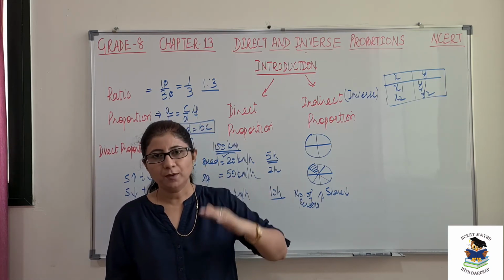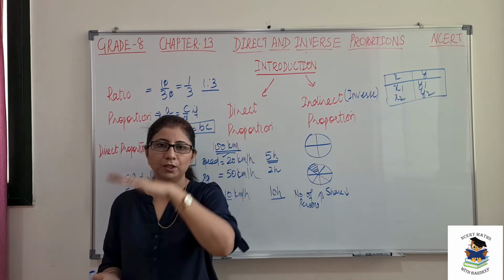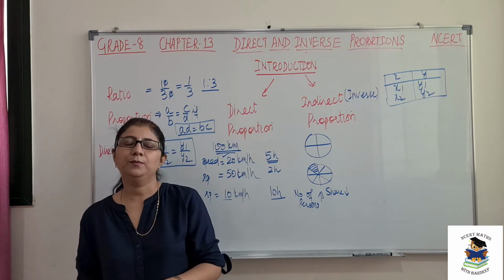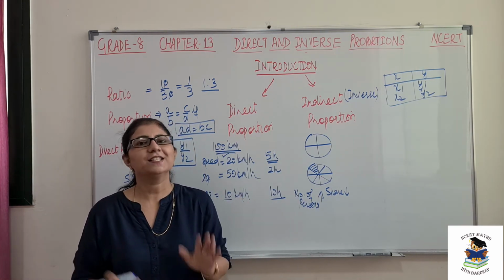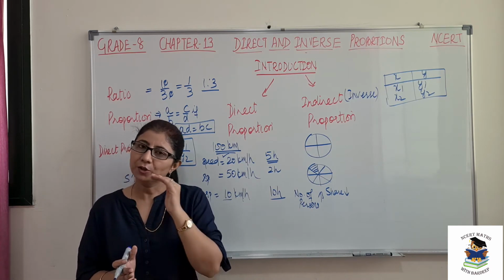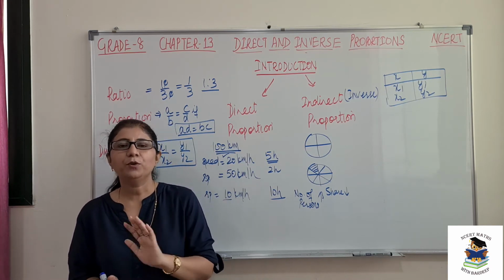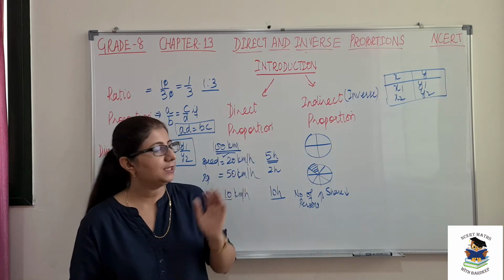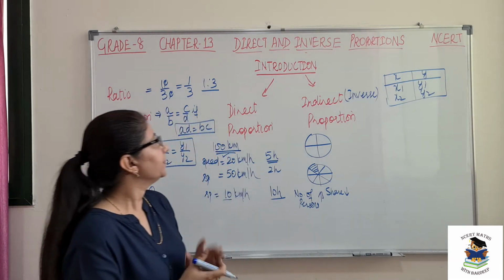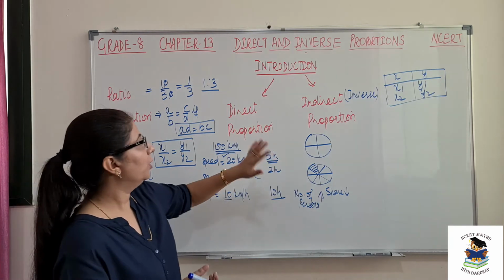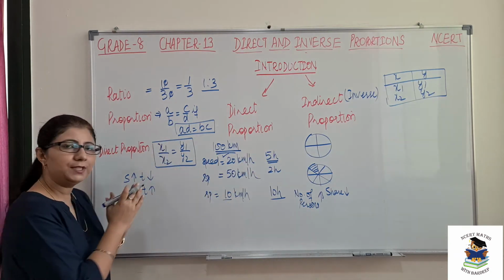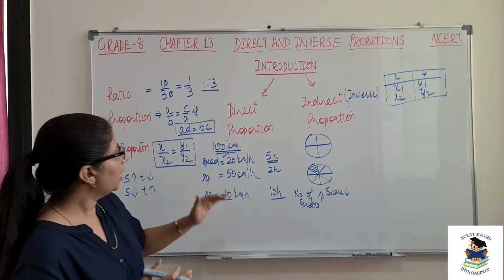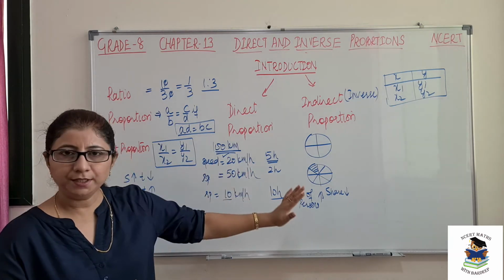So that means if number of persons are more, work will be finished in less time. If number of persons are less, then work is finished in more time. So this type of data is also in inverse proportion. So now let's derive the formula for this. In direct proportion, I have already explained that the ratio is constant. So now we will see what is constant in this.